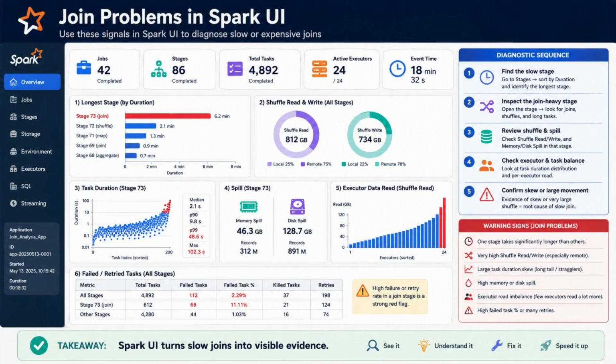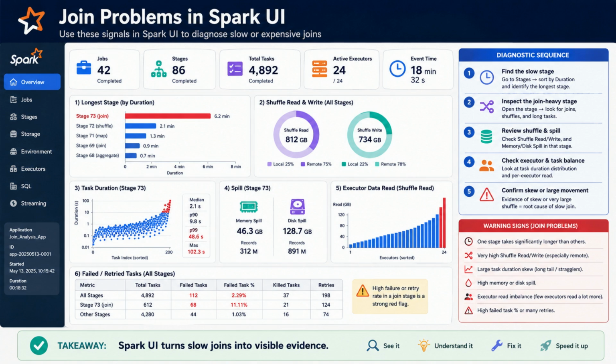Spark UI can turn slow joins into visible evidence. Start by finding the slowest stage, sort stages by duration, and look for join-heavy stages. Then inspect shuffle read and shuffle write. Large values usually mean Spark is moving a lot of data. Next, check spill. Memory spill or disk spill during a join often indicates memory pressure. After that, review task duration. A long tail of slow tasks may indicate skew or uneven partition sizes.